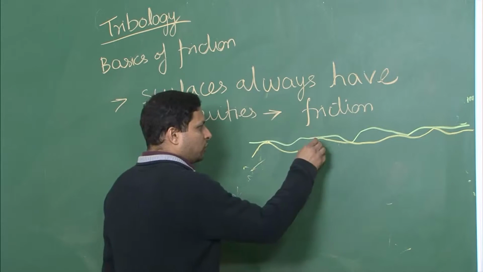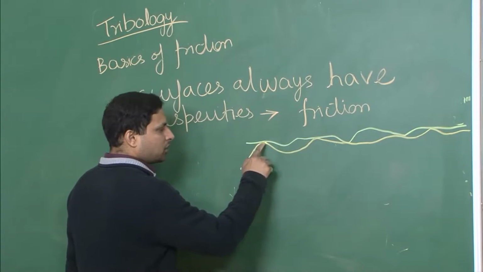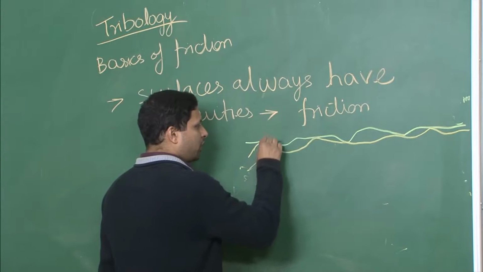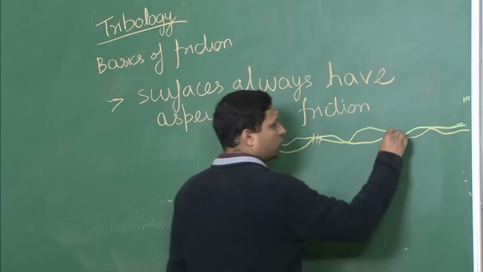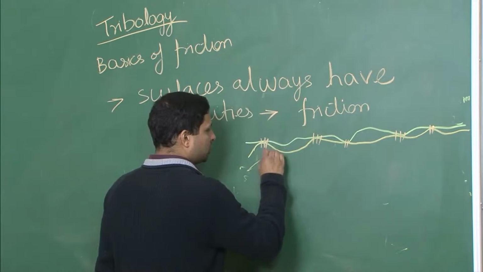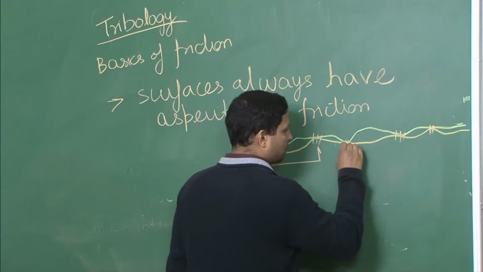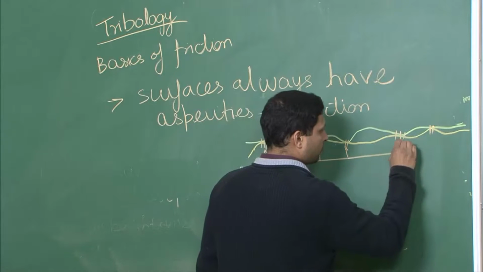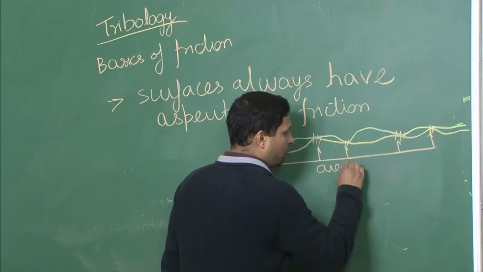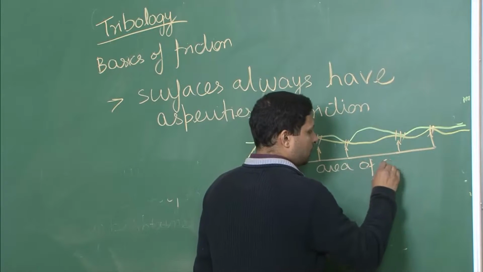So, now when you are trying to move, you are moving against these asperities or you are trying to deform these asperities. So, the area of contact at this point is only these points of contact. Area of real contact.